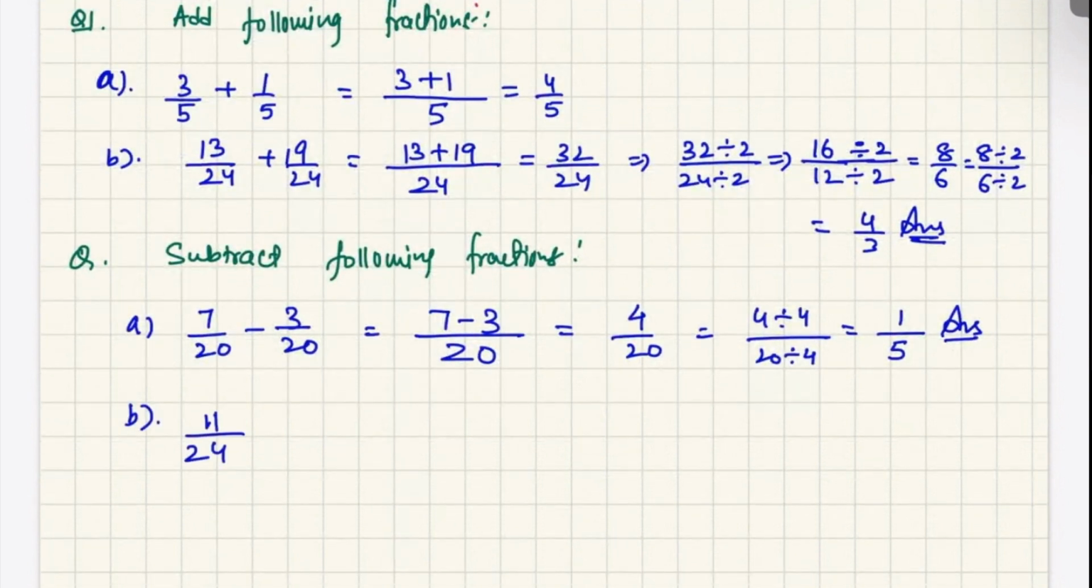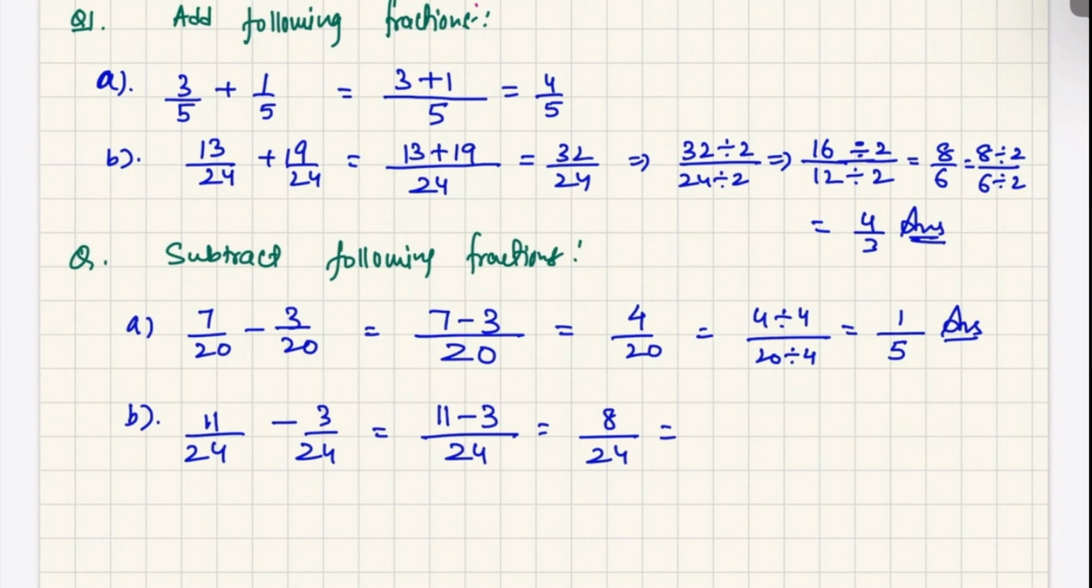11 by 24 minus 3 by 24. So again, the denominator is 24. We'll keep it as it is. 11 minus 3 is 8, so 8 by 24. Now, I won't solve it in the simplest method. I'll straight away do this.